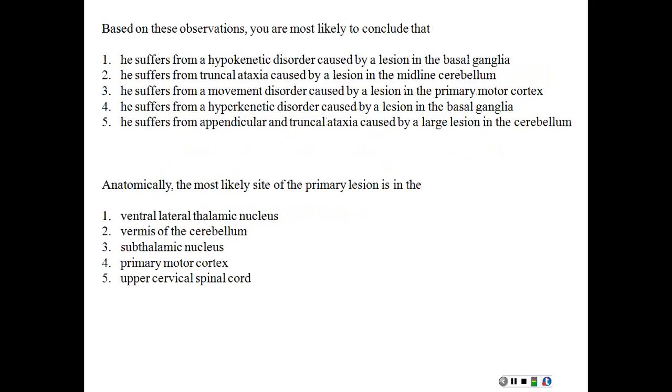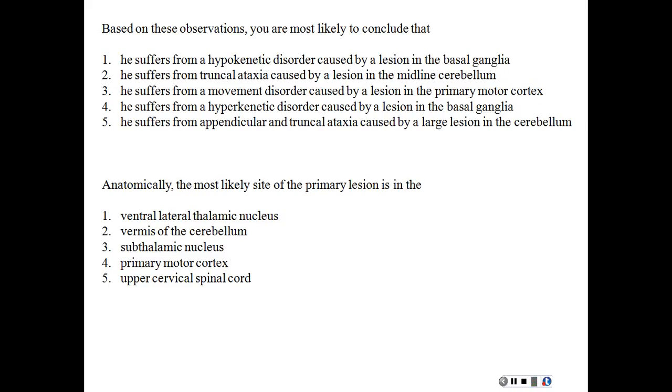Based on the observations, you are most likely to conclude he suffers from a hypokinetic disorder? No. Truncal ataxia? Well, there's something wrong with his gait, but what about with all the arms flailing around? That's not truncal ataxia. A movement disorder caused by a lesion of the primary cortex? No, that would be primary cortex on left and right. He's got a hyperkinetic disorder. That's true. And then the rest of the statement hopefully follows. Caused by a lesion of the basal ganglia. Well, hyperkinetic disorders arise from lesions of the basal ganglia. Suffers from appendicular and truncal ataxia caused by a large lesion of the cerebellum.